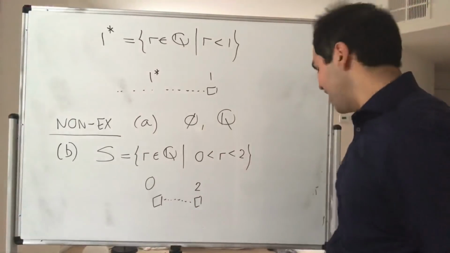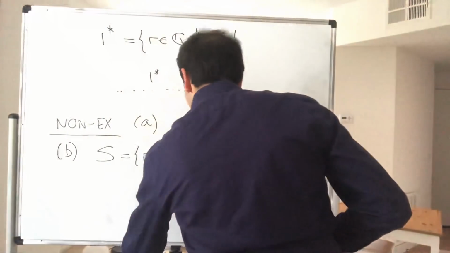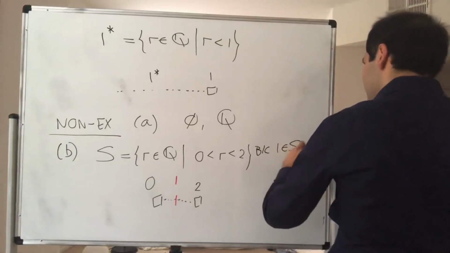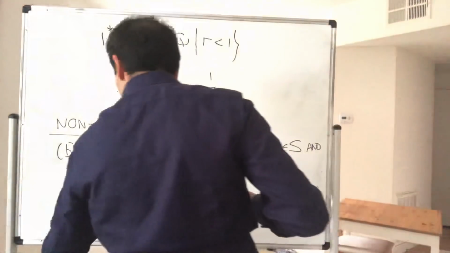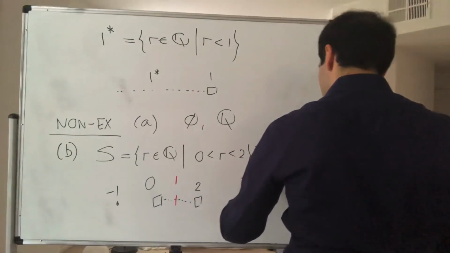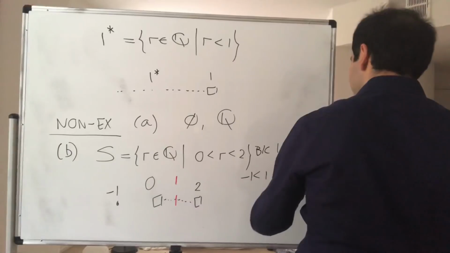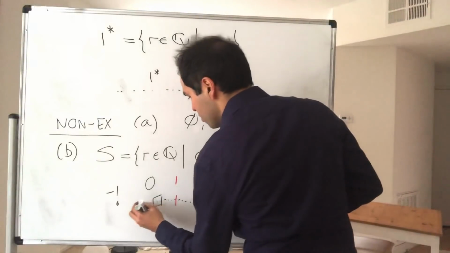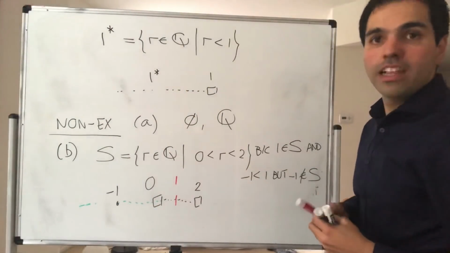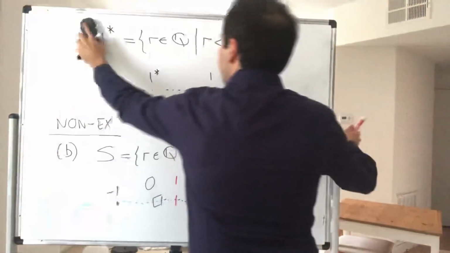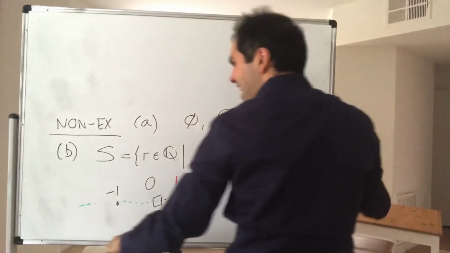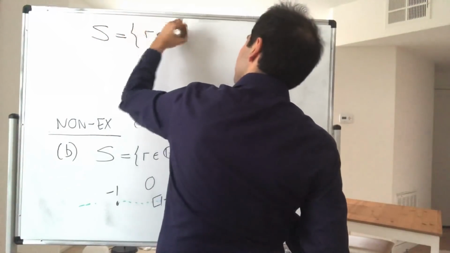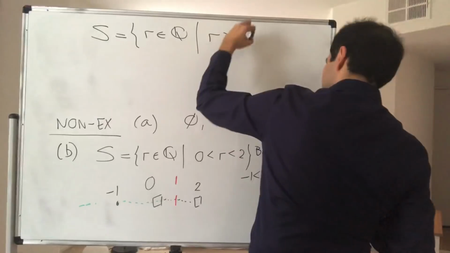And why is this not a cut? Because it doesn't satisfy the second property. For instance, notice 1 is in S, and -1 is less than 1, but -1 is not in S. So you see, S does not contain all the numbers less than 1, and that's why the second property fails. Similarly, anything of the form greater than is generally not a cut. So also S, let's say, the rational numbers greater than 2, is not a cut.